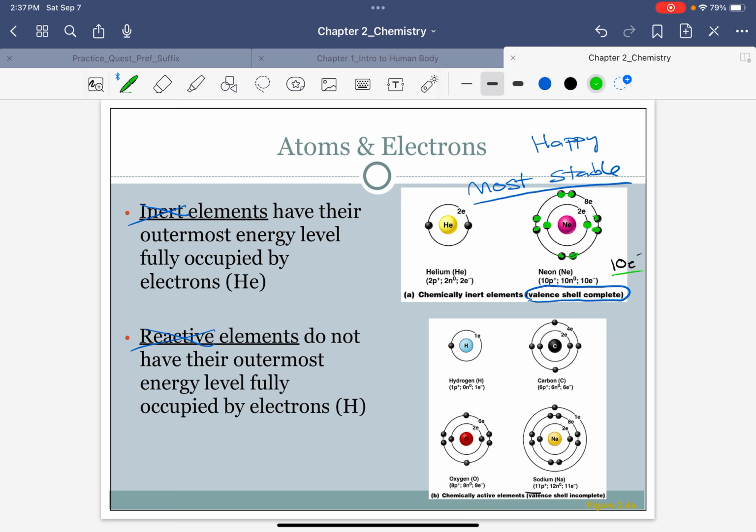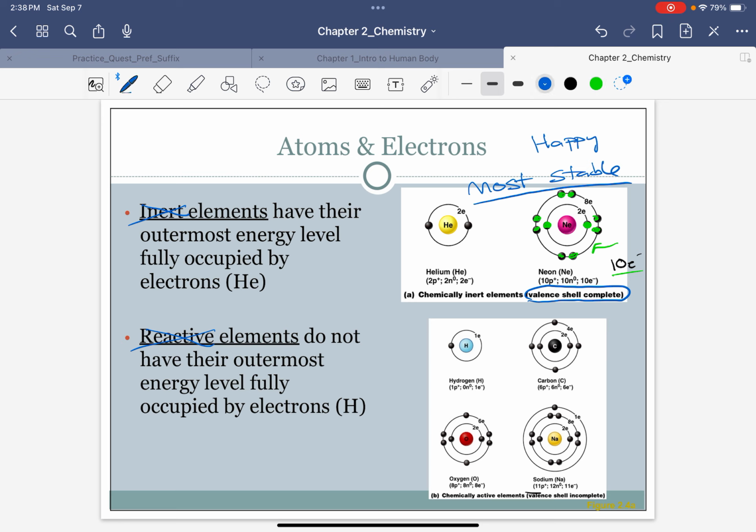What is the max number of electrons that this shell can hold? 8. Remember, the max number of the first electron shell is 2. Every additional electron shell holds a max of 8. And this outer valence shell has 8. Atoms are most stable when their valence shell is completely full.